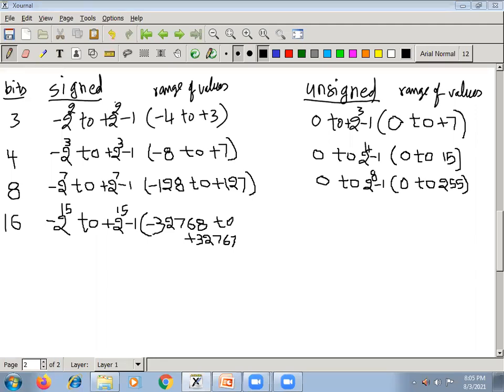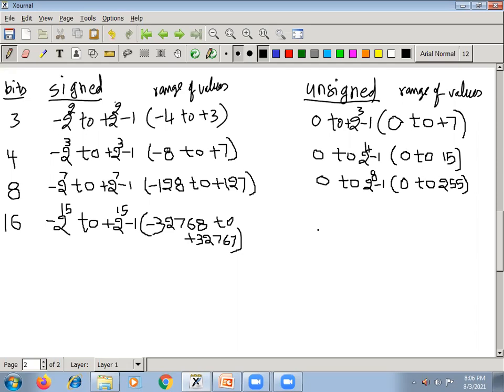When you have 2 bytes, 16 bits means 2 bytes, our integer on a 16-bit machine occupies 2 bytes. So these are the range of values, minus 32,768 to plus 32,767. You cannot store 40,000 in integer. Then you have to go for long in such a case.